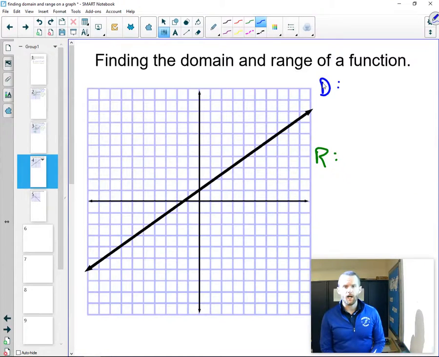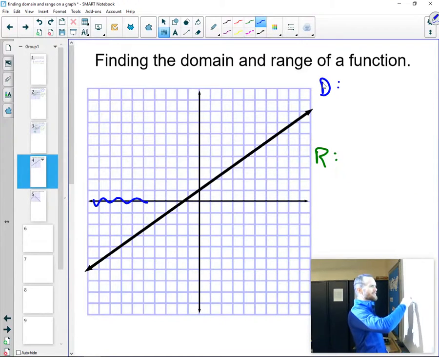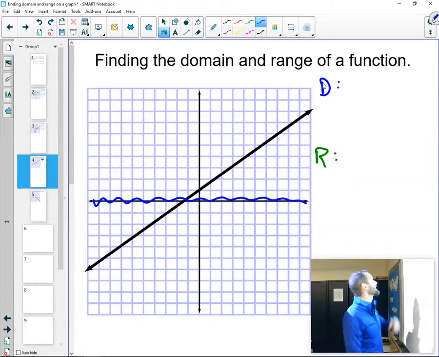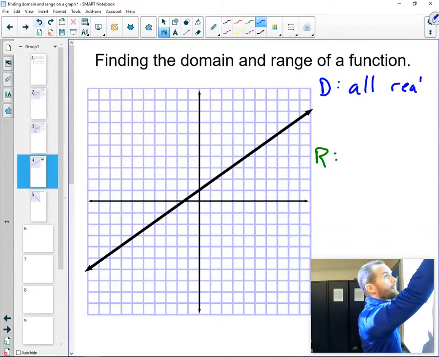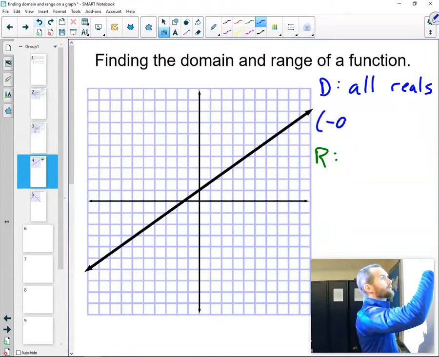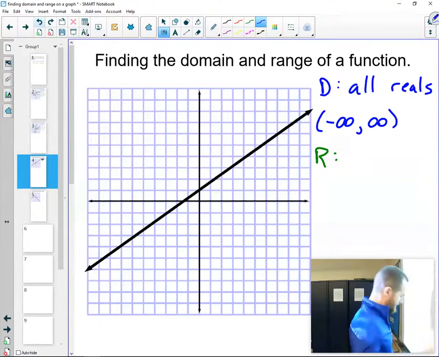The domain, looking at our x values, I don't see a single x value that will not hit the function. So the domain is just all reals. And in set notation, that would be from negative infinity to positive infinity.